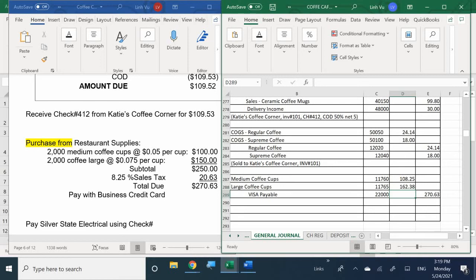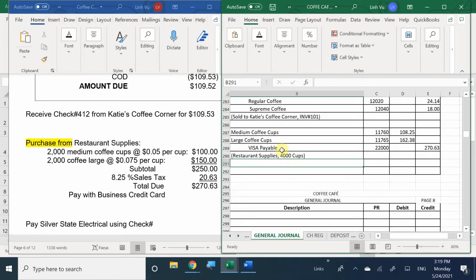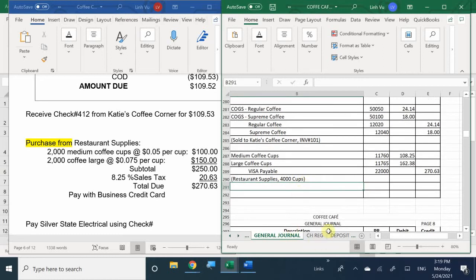Just under the notes, I put restaurant supplies. I'm going to say I purchased 4,000 cups. Perfect. We just reached the end of our journal for journal number 7. So let's go ahead and compute the rest that we have to do here.